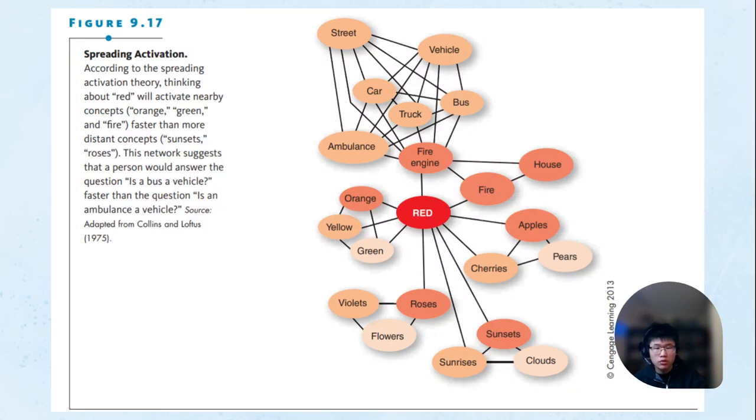And this is a visual diagram of the spreading activation model. So, for example, if you think about red, you'll activate nearby concepts like orange, green, which are other colors, and fire. And because those are more closely linked, then you'll think about those faster than more distant concepts like sunsets and roses, which are red. This network suggests that a person would answer the question, is a bus a vehicle, faster than the question, is an ambulance a vehicle?